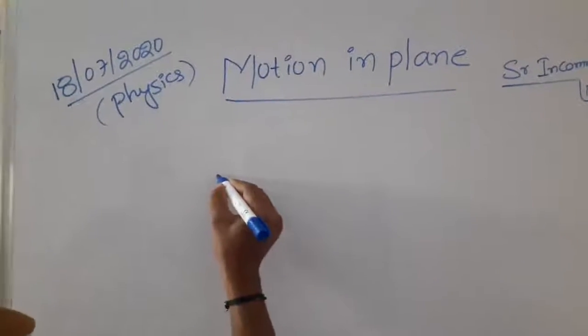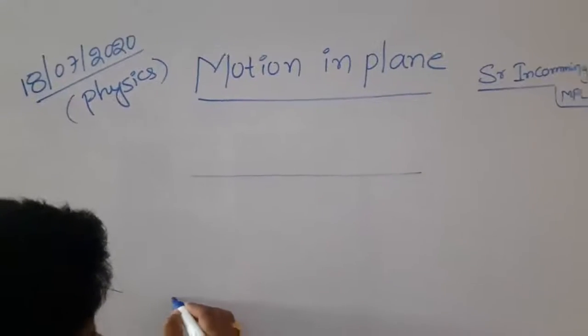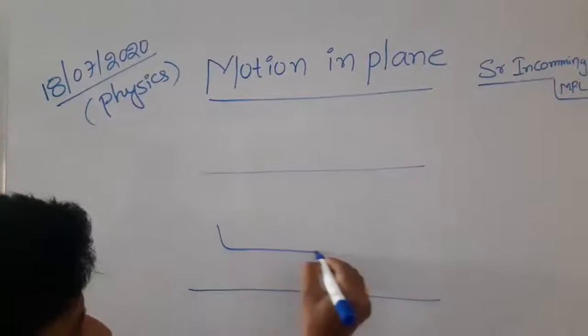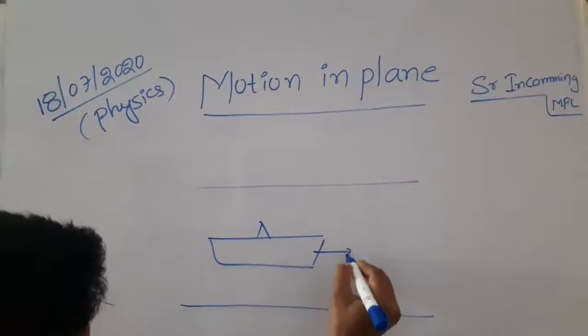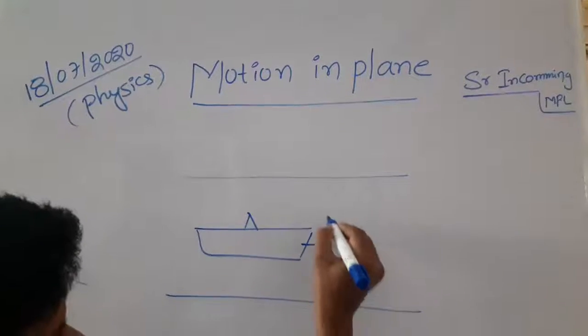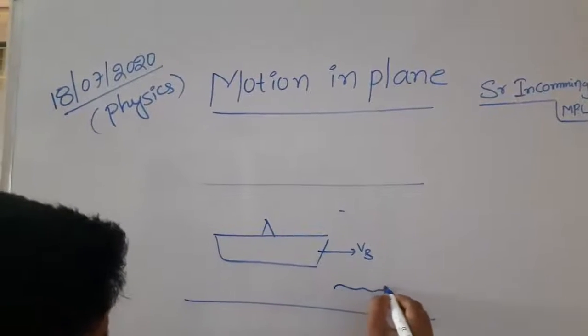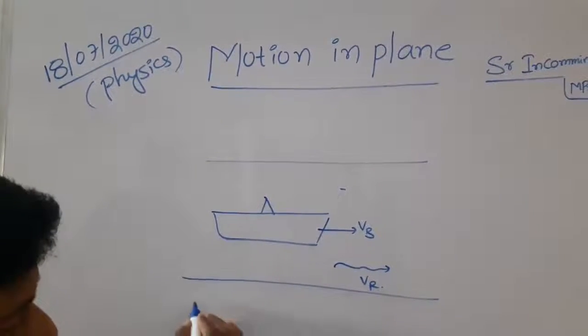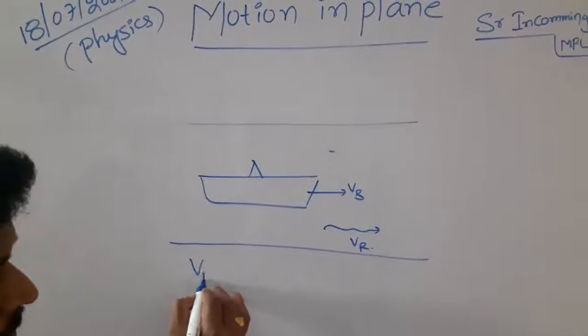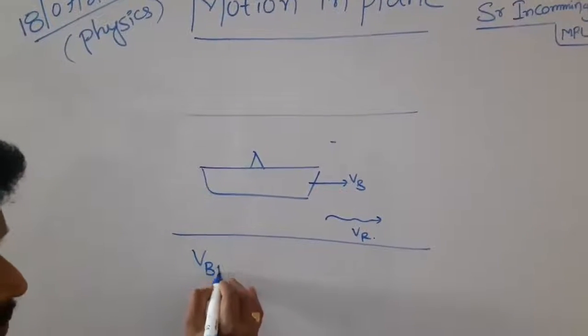Here, for example, we can consider a boat. The velocity of this boat is Vb. Here the water velocity is Vr. Velocity of the boat with respect to river.